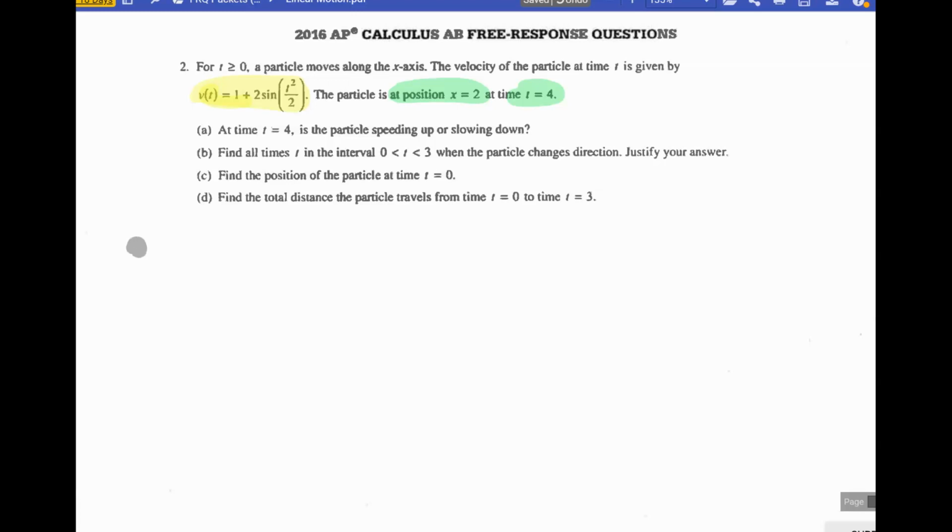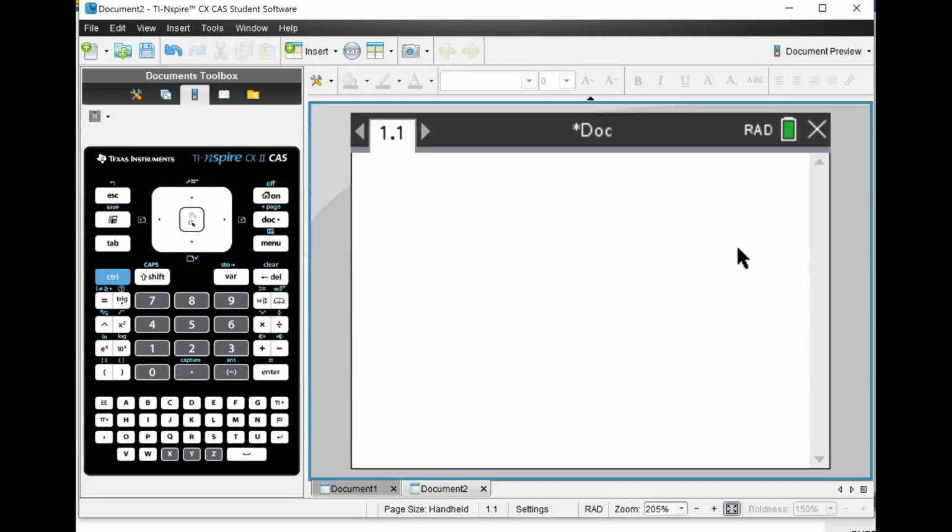So for part A, we need to know, is it speeding up or slowing down? To determine if a particle is speeding up or slowing down, you need to look at both the sign of velocity together with the sign of acceleration. If the signs are the same, it'll be speeding up. If the signs are different, it'll be slowing down. So we need to figure out what is the velocity at 4 and what is the acceleration at 4. It's a calculator question, so let's go into the calculator.